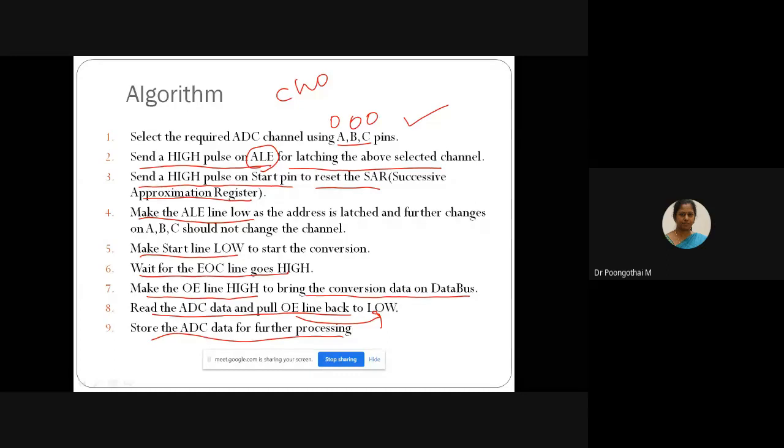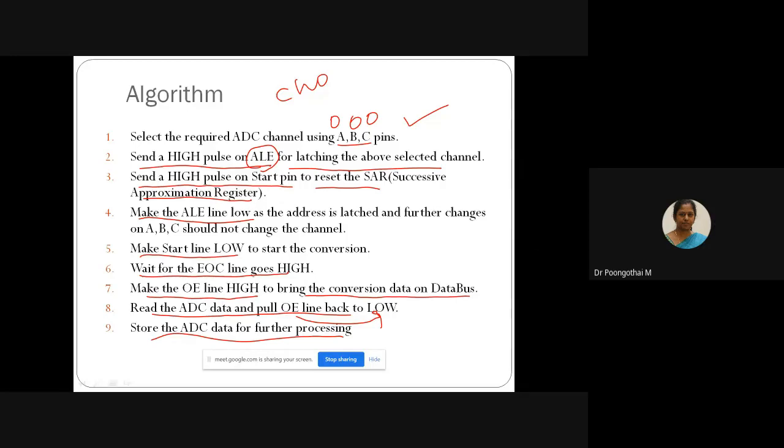So main thing, channel selection. Next, make your ALE high, make your start pin high. After a certain period of time, make your ALE line low, and start line low again, and keep monitoring the end of conversion process. If end of conversion is completed, if the line becomes high, activate your OE line to read the converted data, okay? And after that, make the OE line low.